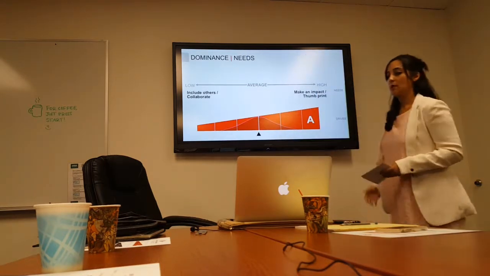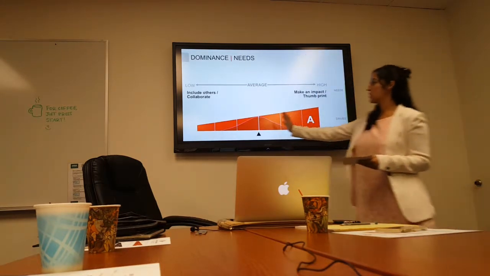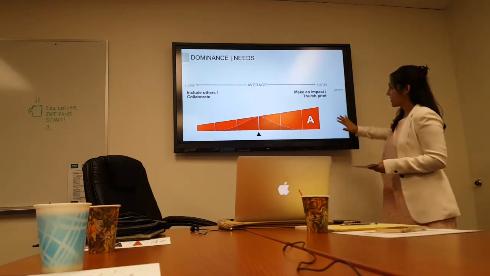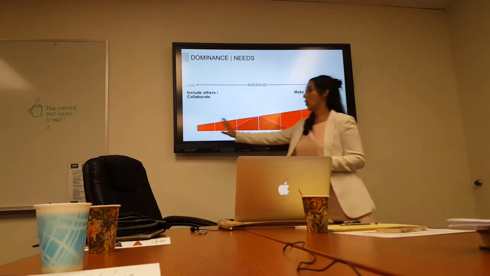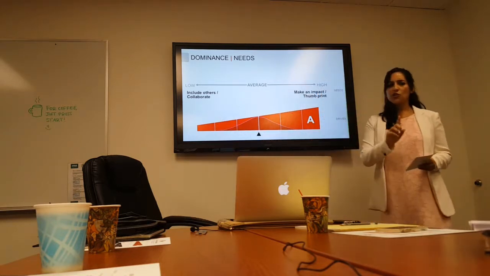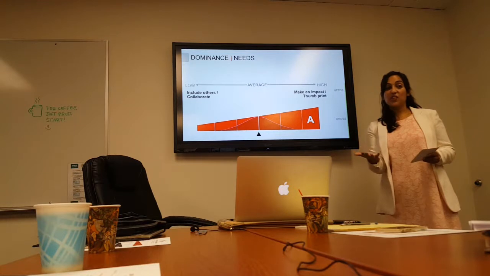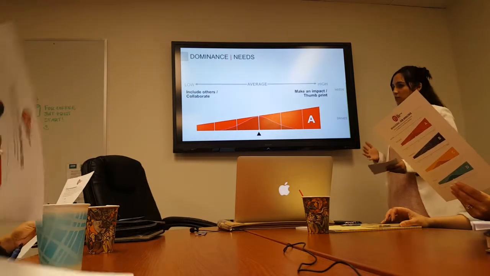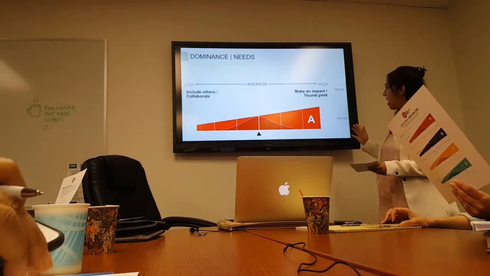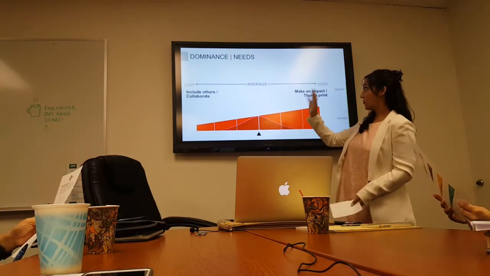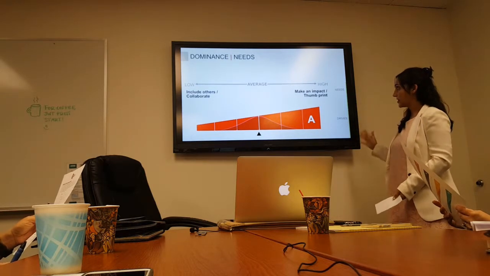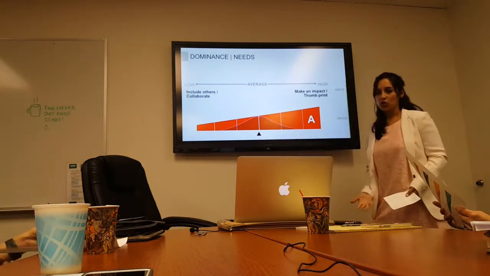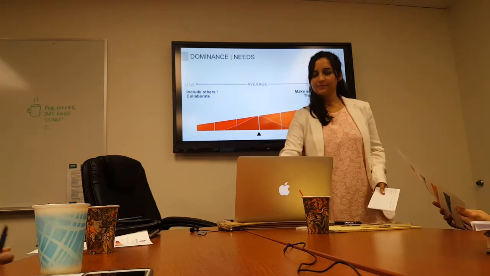So, walking through these in a little more detail. As we mentioned, this midpoint is the average or the median, and then the higher expression results in these behaviors, and the lower expression results in these behaviors. I will say too, on your handout there's a list of adjectives on the back side, for your reference going forward. So for the A factor, dominance, the need here is to make an impact or have a thumbprint. On the low end, it's to include others or collaborate. Does that make sense?